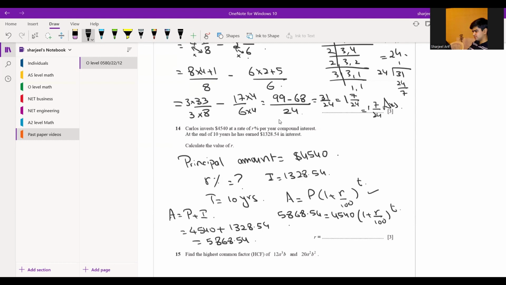We will use the calculator to solve it. So this will become 1.29263 equals 1 plus R over 100, power 10. So we will solve it to get our answer.